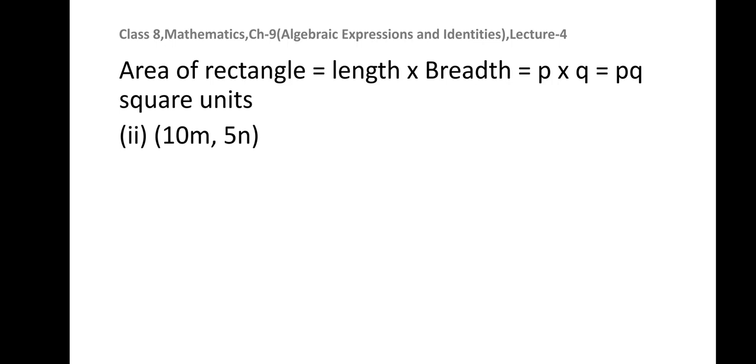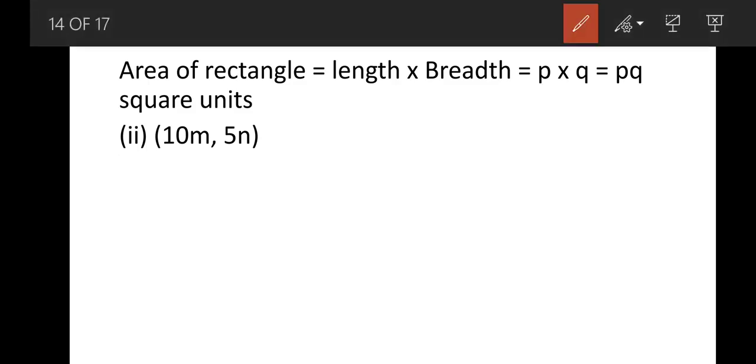Then coming to the second part, it is 10m, 5n. Here, what is the length? The first is the length of the rectangle and the second monomial is the breadth of the rectangle. So the length is 10m and the breadth is 5n, and then you are supposed to take its product. It will be 50 mn.